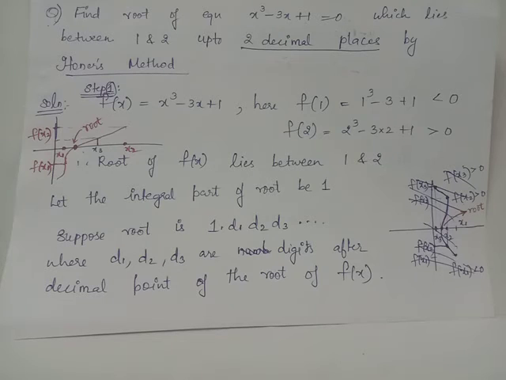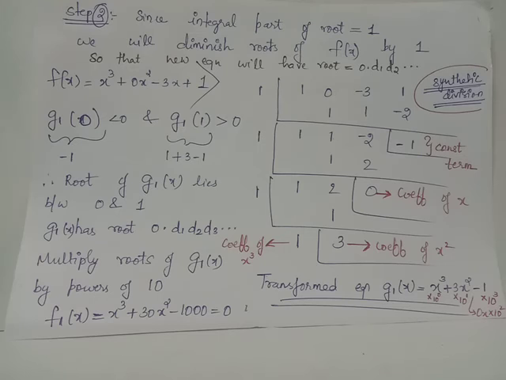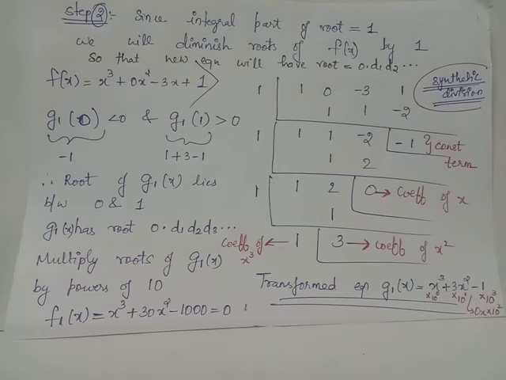Let us quickly recap this problem to understand the algorithm better. When you are asked to find out the root of x cube minus 3x plus 1 equals 0 and you identified that between 1 and 2 the root of this equation will lie, you take the lower bound of the interval 1, 2 as the integral part. Thus you have the root as 1 point d1, d2, d3 etc. You wish to find out d1, d2, d3. You are diminishing the root of f of x by integral part 1 using synthetic division method. Thus you arrive at the transformed equation g1 of x whose root will be of the format 0.d1, d2 etc.